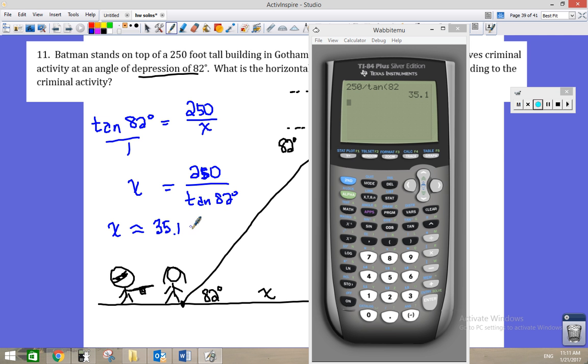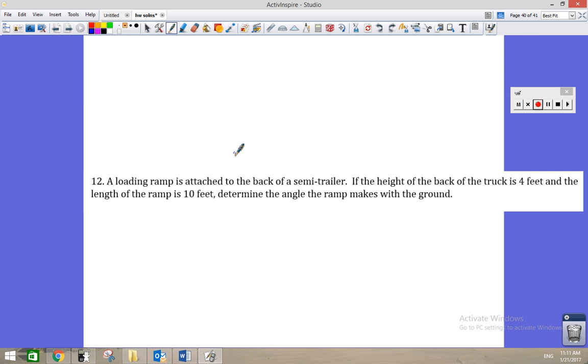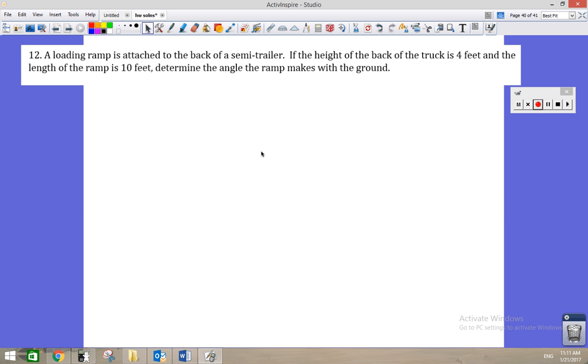35.1 feet. So they're relatively close to the building and stuff. All right. Let's take a look here. Oh, we don't have any Batman or Superman.